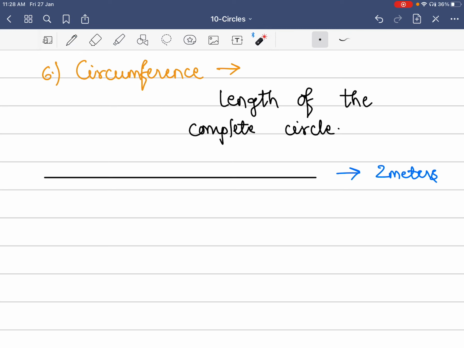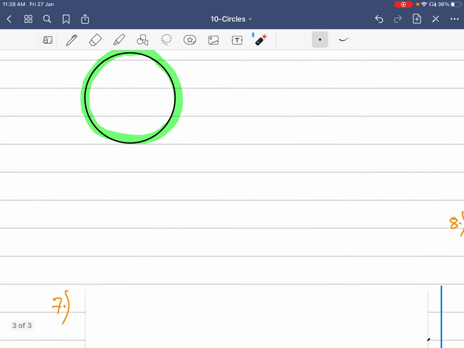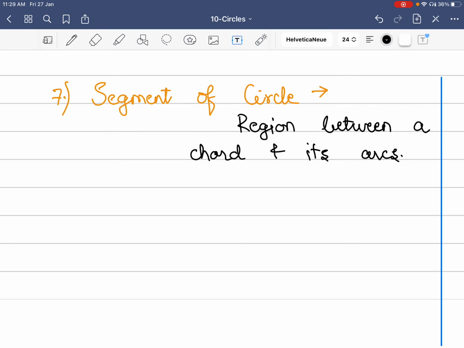Now if I bend this wire into a circular form, I'll get a circle. So let's do that. So this line is converted into a circular figure, a circle. So this entire length of the circle is called the circumference of the circle. Quite simple. So what is the circumference? It's the length of the complete circle, this highlighted part. Now, moving on, after the circumference of the circle, we have another interesting term related to the circle, and that is called the segment of a circle.